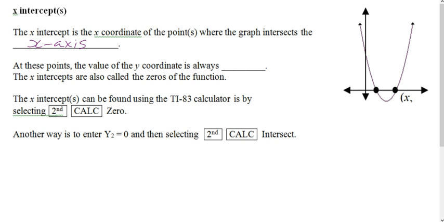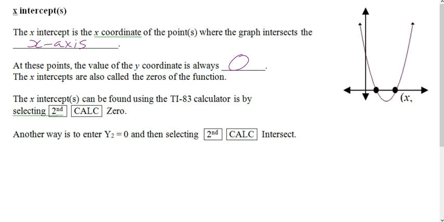At these points, so it could be point or points, the value of the y coordinate is always 0, right? There's no up, down. Remember, y is up or down. These points are no up, down. The x-intercepts are also called the zeros of the function, right? The zeros as in the value of x that will make the function equal to 0.